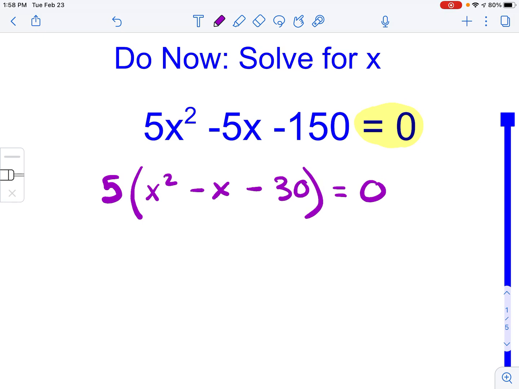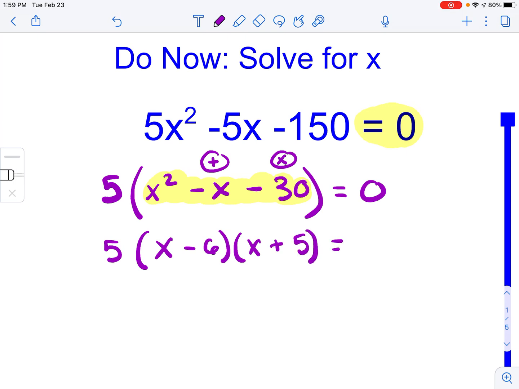So now we take a look at the inside of our parentheses. Can this be factored further? And the answer is yes. This is a basic trinomial factoring. So we are looking for 2 numbers that multiply to negative 30 and add to a negative 1. Those 2 numbers being a minus 6 and a plus 5. Okay, so now we have all of our factors. Nothing can be factored any further.